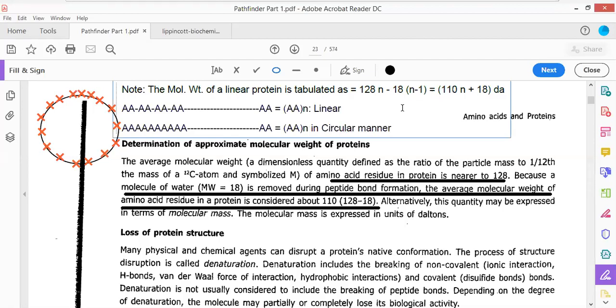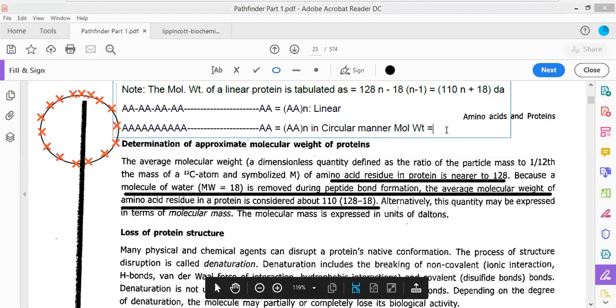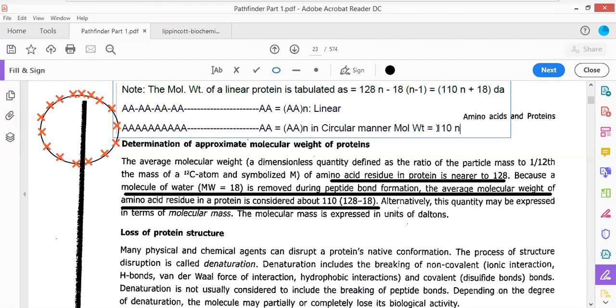Now if it is a circular manner, then what is going to happen? Supposedly there are four amino acids, four candidates, and they are making a circle by holding their hands. How many bonds are being produced? Here there are four bonds being produced. So how can you calculate the molecular weight? Here the molecular weight will be equivalent to 110 into n, because n number of amino acids in a circular chain will have n number of peptide bonds, and if there are n number of amino acids in a linear chain, they will have n minus 1 peptide bonds.